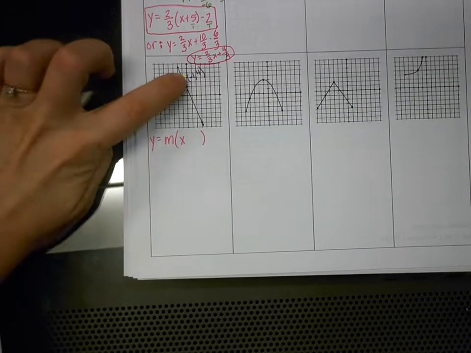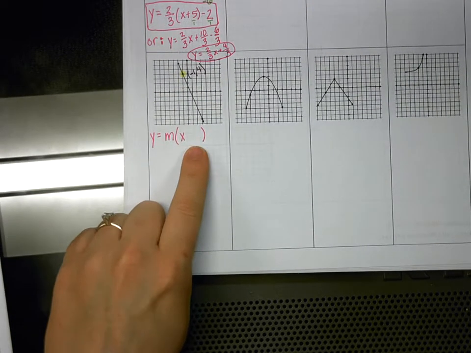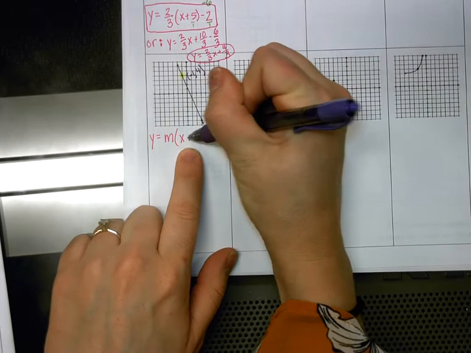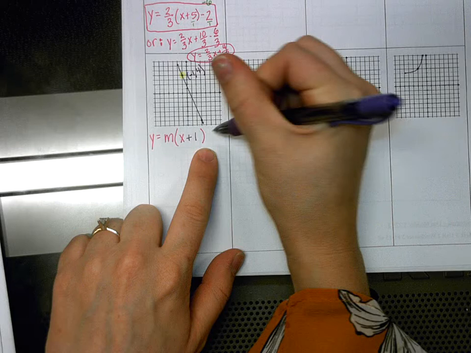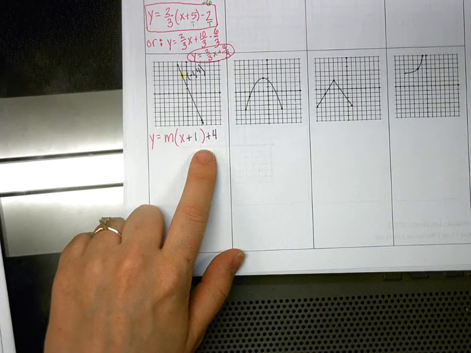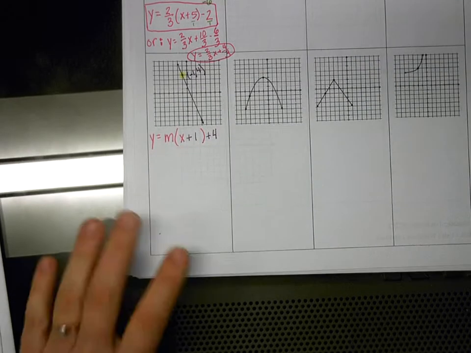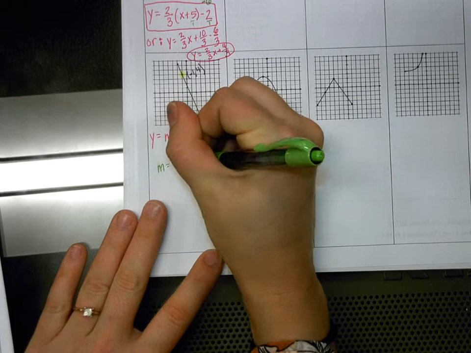So if that's -1, +4, what am I going to put inside the parentheses? X plus 1. Very good, because I have to do the opposite. And then with the 4, plus 4, because it's got to be the same. And then all I have to do is find the slope. In this case, I'm going to do rise over run.